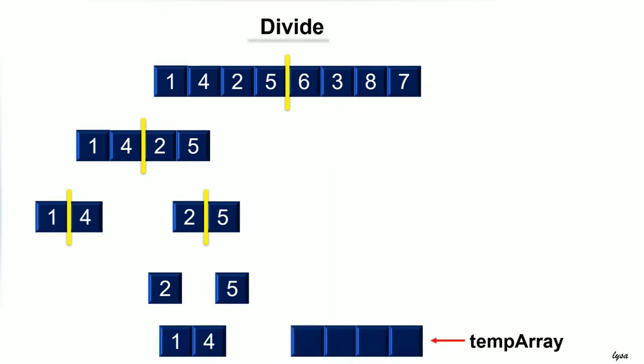In my temporary array, the third and the fourth indices are now to be written correctly in the sorted manner. So I have a pointer to 2 and a pointer to 5. I check 2 and 5. As I said, it's a comparison-based sort. I compare 2 and 5. In other words, I compare the first element of the first list and the first element of the second sublist.